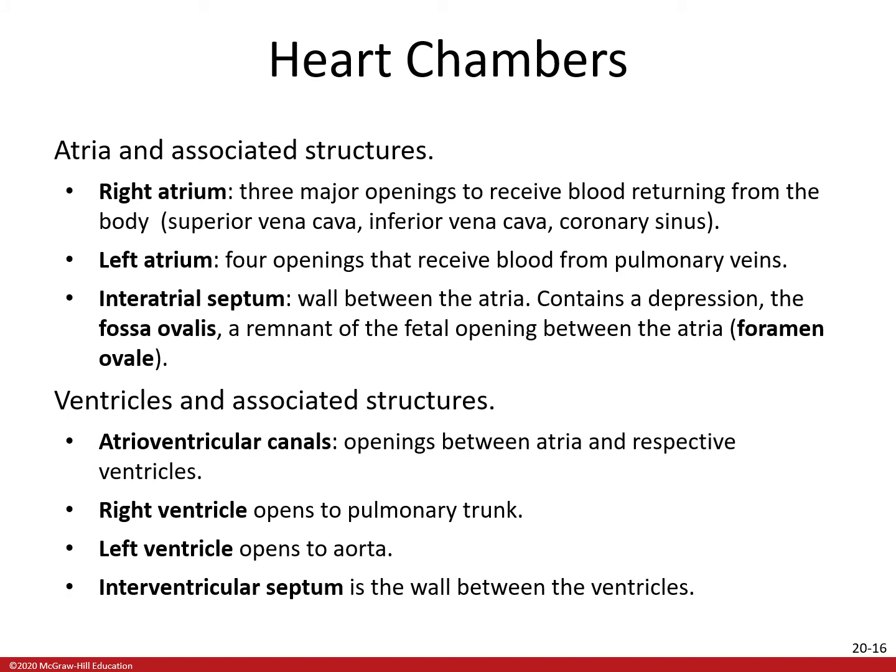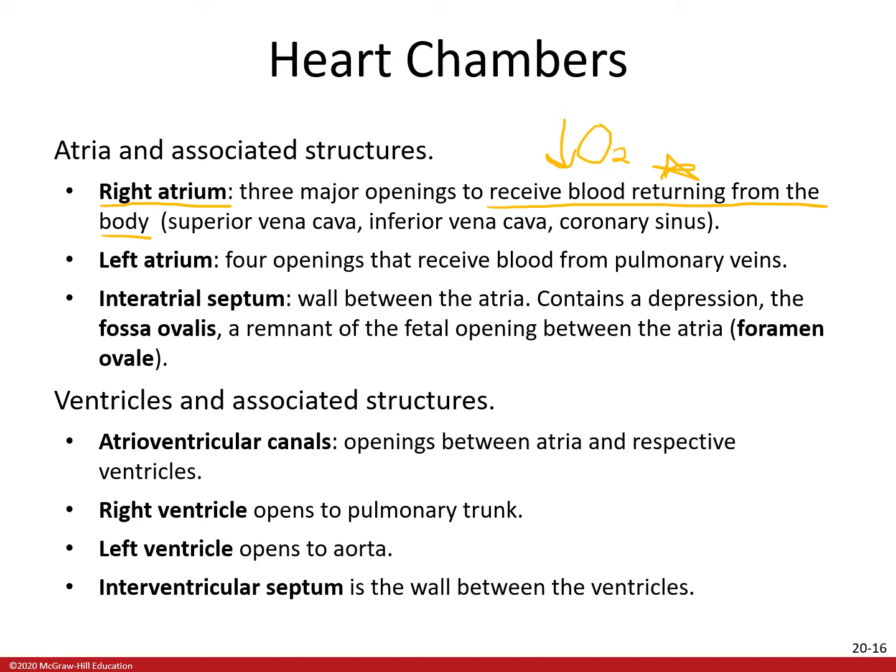All right, so moving on to our heart chambers and associated structures. We have talked about them a little bit before, but there are a few things that you do need to know about each one. So first we're going to start with the right atrium. It's going to have three major openings that all receive blood returning from the body. Make a little note of that. The right atrium is going to receive blood from the whole body, and remember, this is going to be low oxygen.